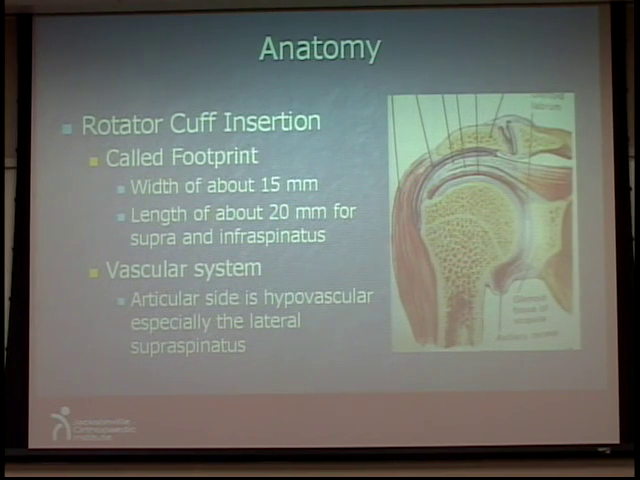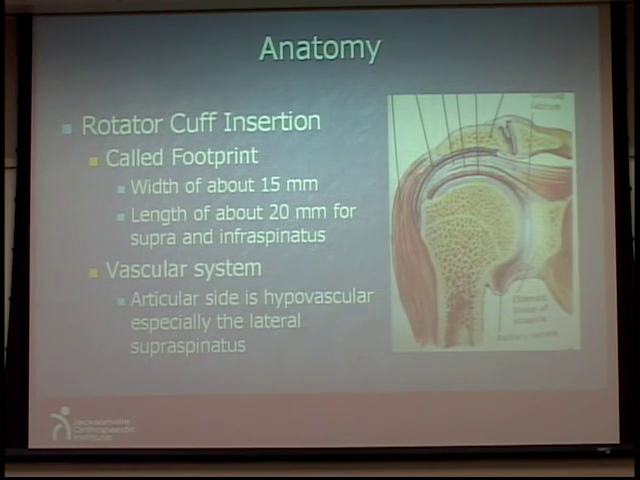The rotator cuff insertion in this old depiction looked like it was a small insertion point into the proximal humerus. In fact, it's quite wide at about 15 millimeters or a centimeter and a half, and it's called the footprint. The supraspinatus and the infraspinatus each have a relatively wide and long insertion onto the humerus, and when it's torn, the object is to repair it in an anatomic fashion, restoring the footprint.